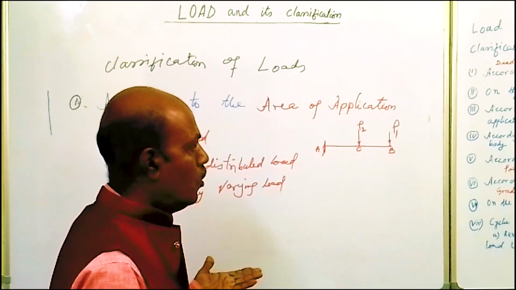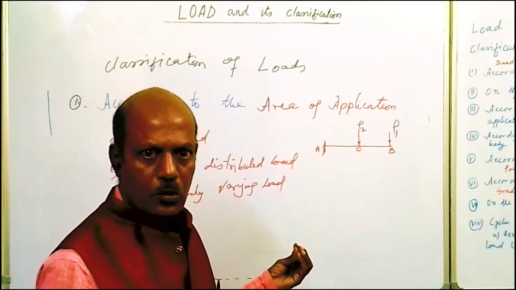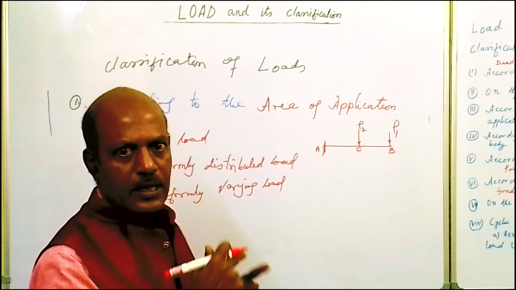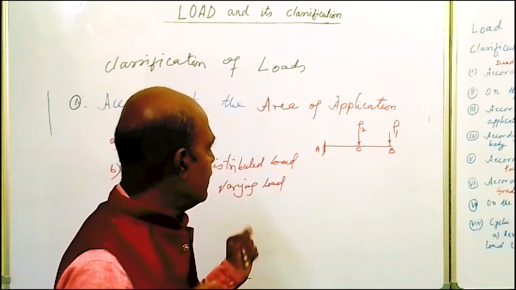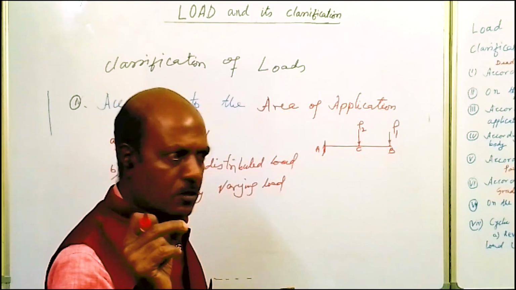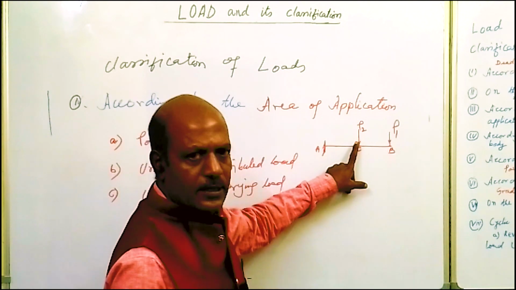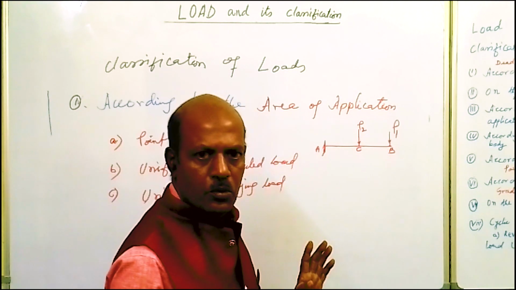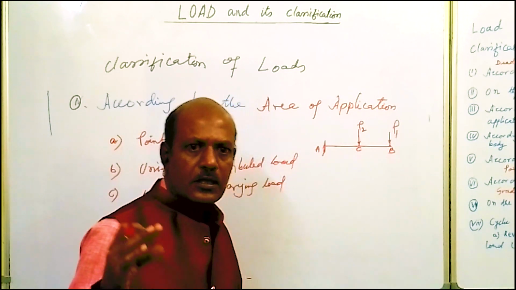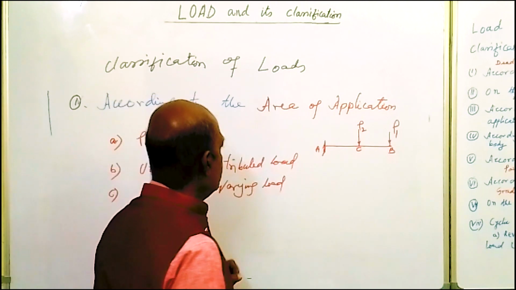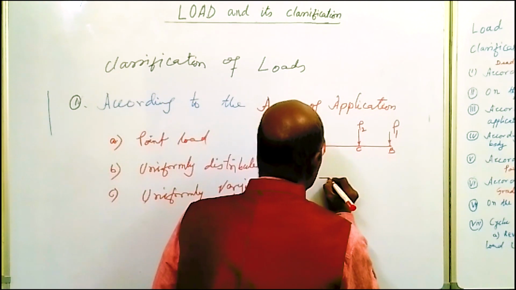As we know, a point has no dimension and it specifies the coordinates of a location, and it is denoted by putting a dot. So the whole magnitude of the load, say P1, is passing through B and P2 is passing through C. This kind of load is called point load. Now the next kind is uniformly distributed load.